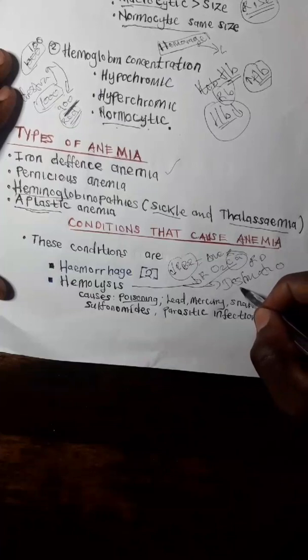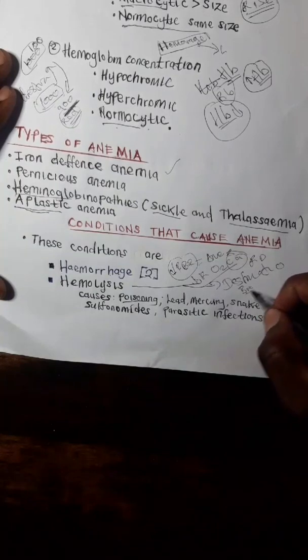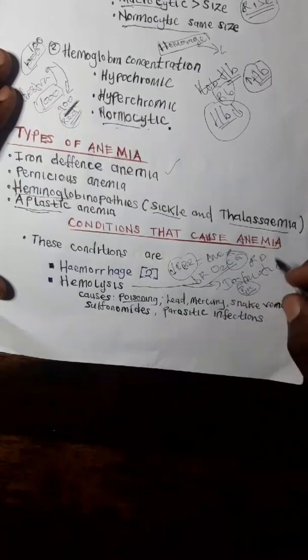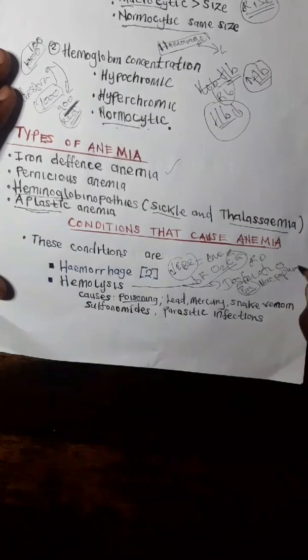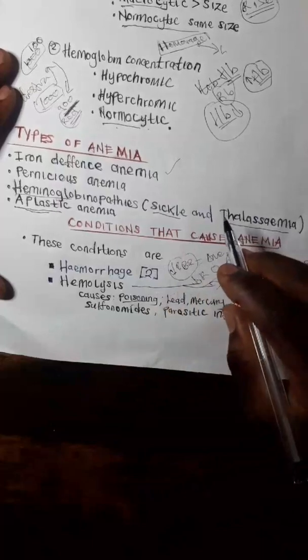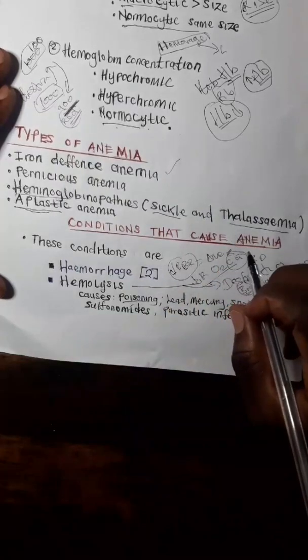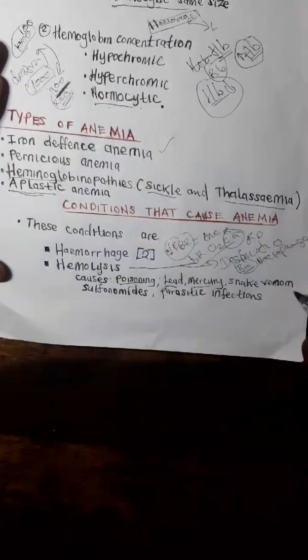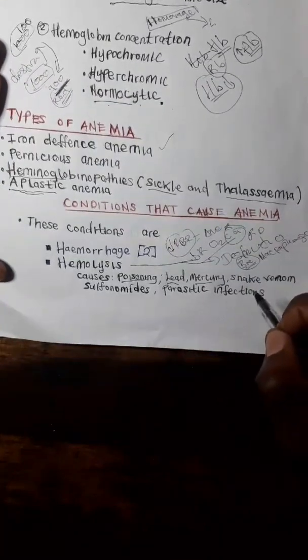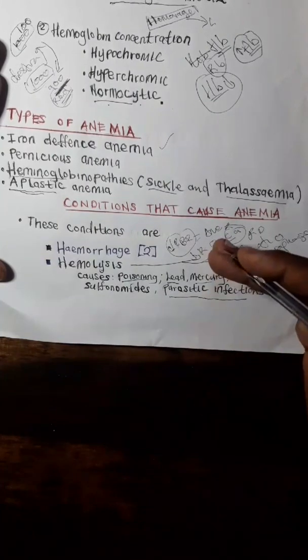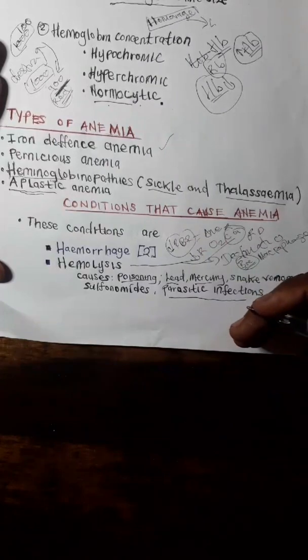So when there is poison in the red blood cells, the macrophage can destroy, can break down that red blood cell, and also lead, mercury, snake venom, sulfonamide, and also parasitic infections such as malaria. It can cause the destruction of red blood cells.